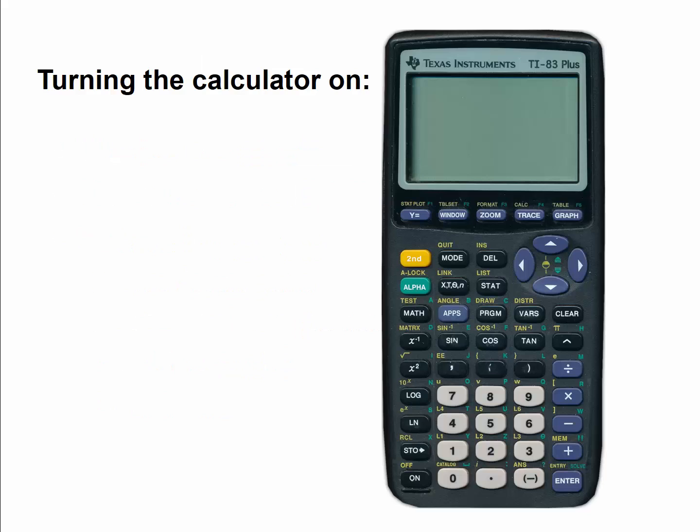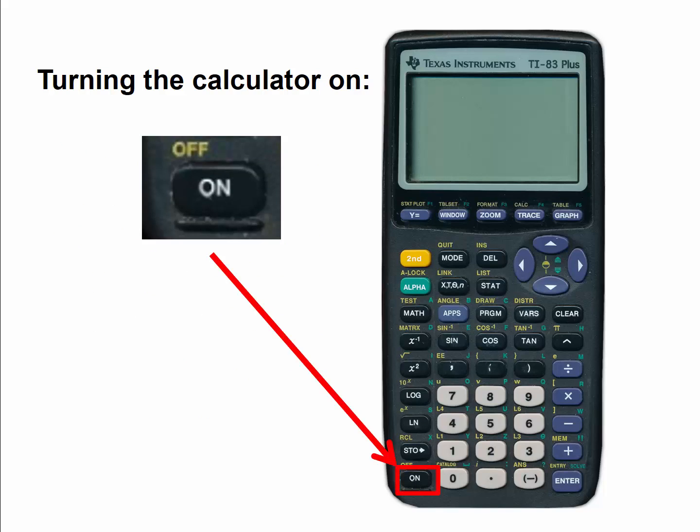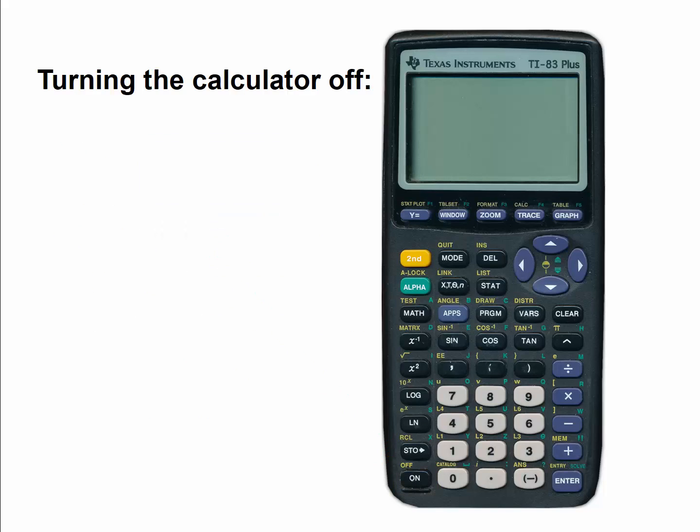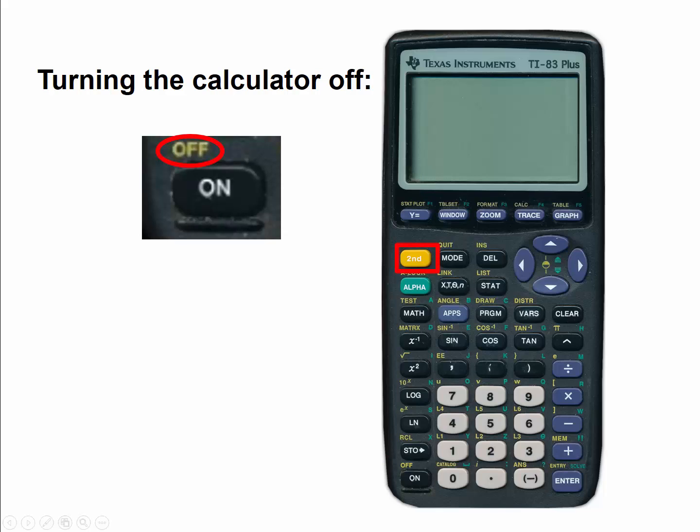Turn the calculator on. We press the on key. To turn the calculator off, second on is the off key. And the calculator also has a shut off. If no keys are pressed within 3 minutes, the calculator automatically turns off to save batteries.